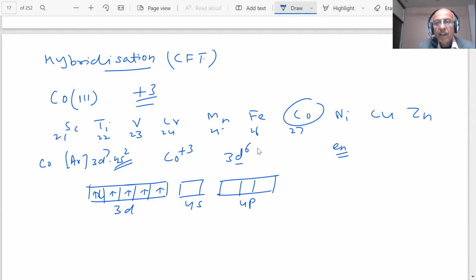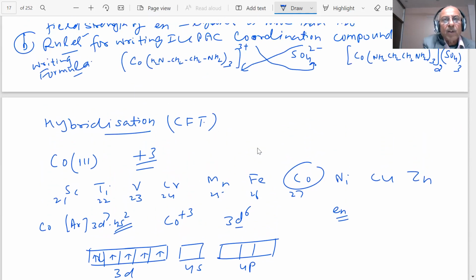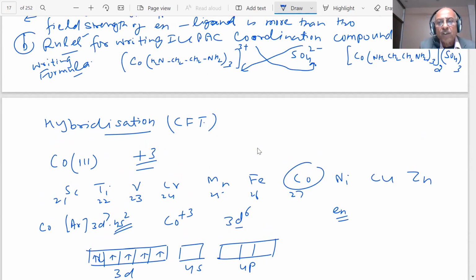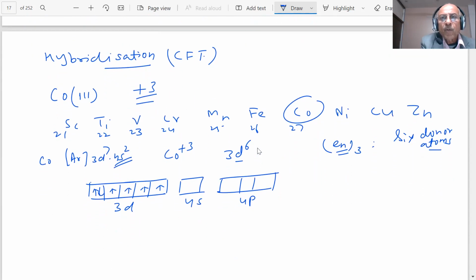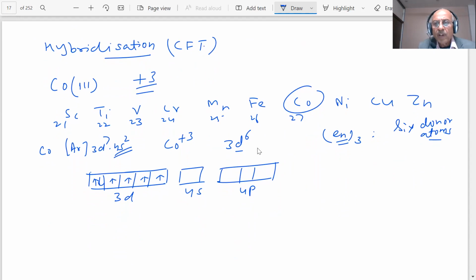What will happen when this comes? The formula you have written is [Co(en)3]3+. These are strong field ligands. You have en3. There are 6 donor atoms, you can see nitrogen. This is a neutral ligand, so a hexadentate overall. It is a strong field ligand. Check the spectrochemical series if you have doubts. The spectrochemical series has been given.